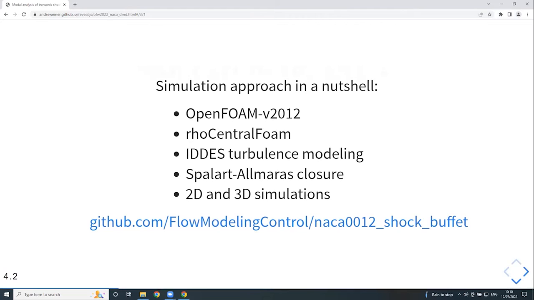Just two slides on the simulation approach. I simulated this using the ESI version 2012. The solver there is centralFoam. It uses hybrid LES/RANS modeling for the turbulence, so we have some turbulence scales resolved, and the RANS closure is done with the Spalart-Allmaras turbulence model. I performed 2D and also 3D simulations. 2D simulations are nice if you just want to get a feeling for what could potentially happen at a little low cost. And everything that I'm going to show you today is available in the GitHub repository you see linked at the bottom of the slide.